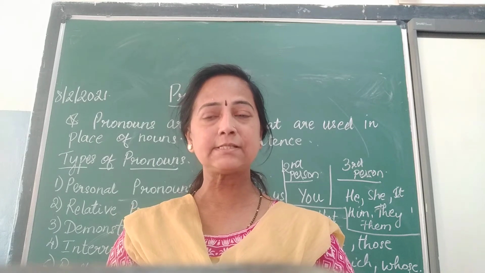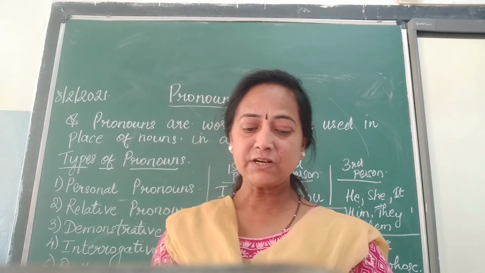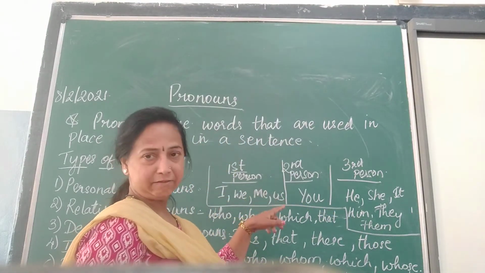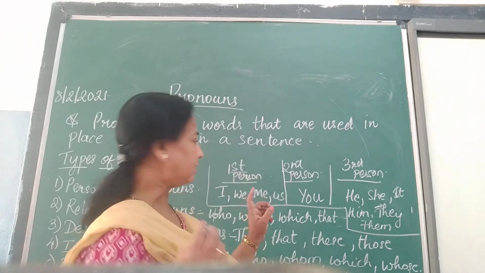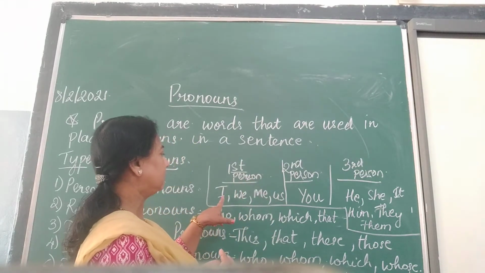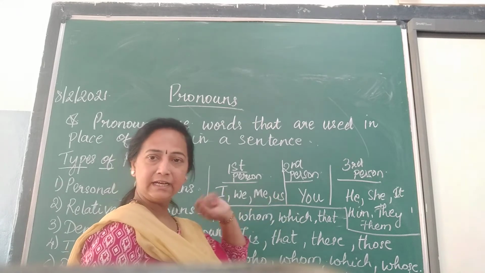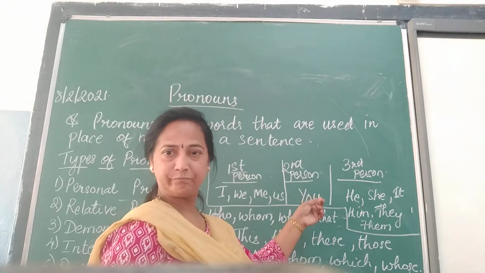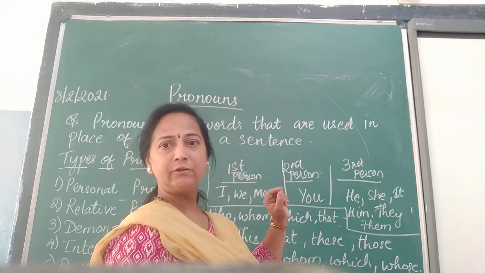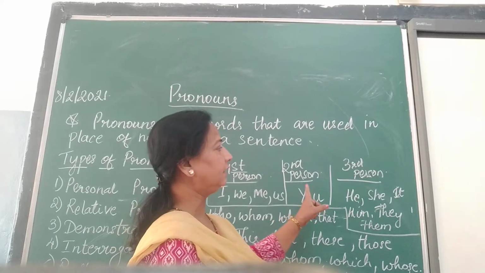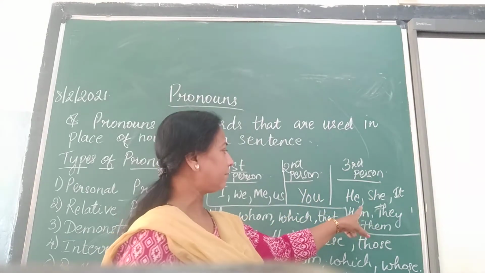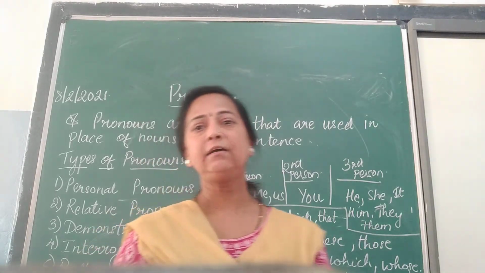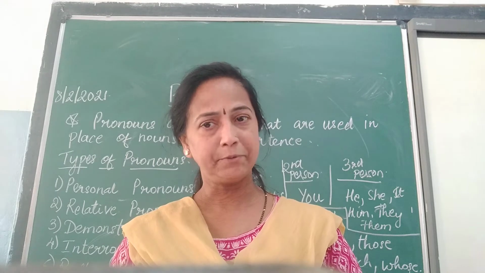In personal pronouns, we have first person, second person and third person. First person means I, when you begin a sentence with yourself. In the first person, you have the words I, we, me and us. In the second person, it is you. You are doing, you are coming, you are writing. That is the second person. And the third person: he, she, it, him, they, them. These are the words used in personal pronouns.